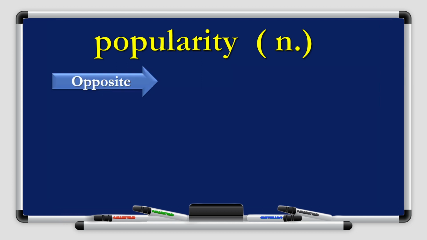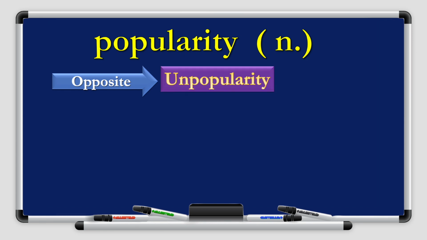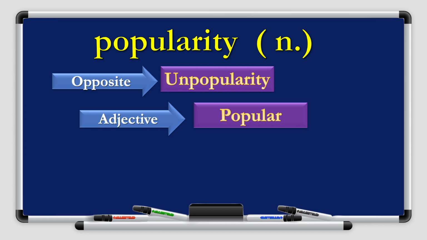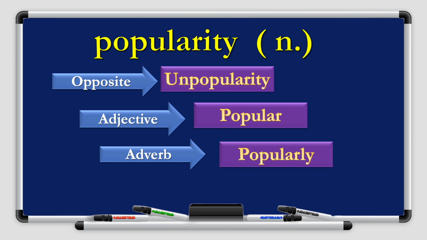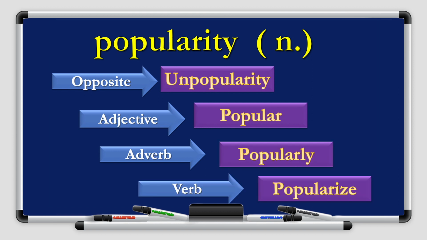The opposite of the word popularity is unpopularity. The adjective of it is popular, and the opposite of popular is unpopular. The adverb of it is popularly. The verb of it is to popularize.